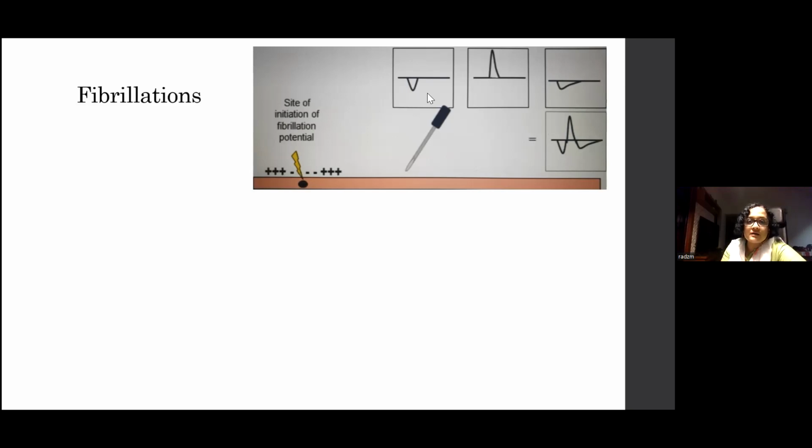So what happens in a fibrillation, and why does it look the way it does? So you have your needle here.